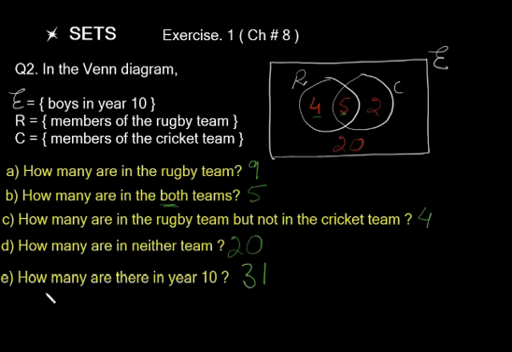And then in the last part it says how many are there in year 10. It means that he's asking for the full universal set, which is E. It means that you have to add all these numbers, 4 plus 5 plus 2 plus 20, which makes 31.